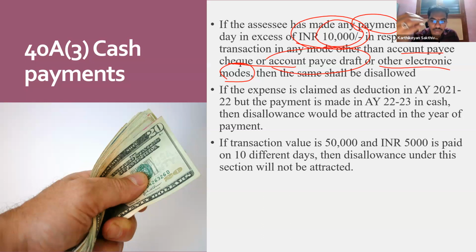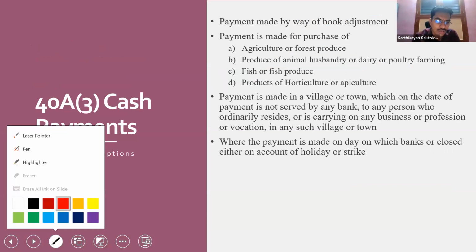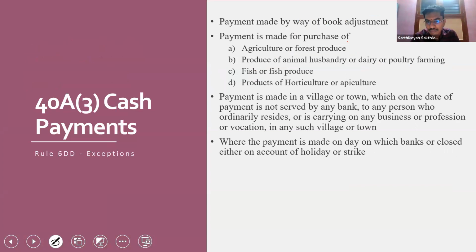So that is the reason why it has been specifically mentioned in Rule 6DD. So wherever the payment is made by way of a book adjustment, or if it is made for agricultural produce to the farmer, or produce of animal husbandry or poultry farming, fish produce, horticulture or apiculture. So all of this is in relation to agriculture, right?